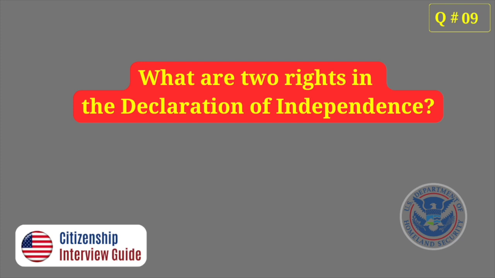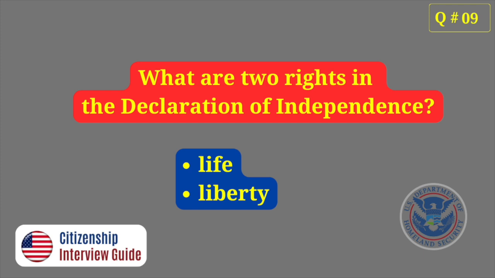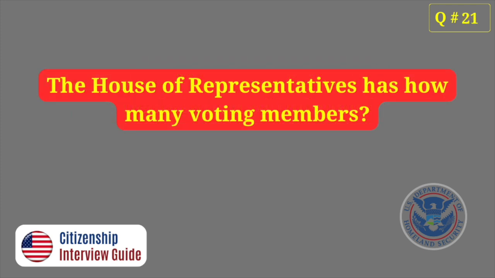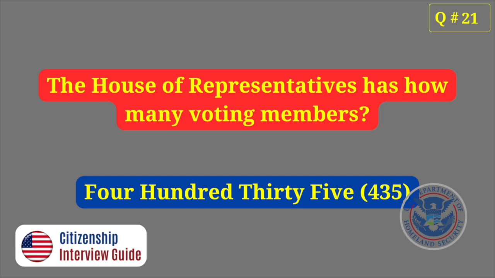What are two rights in the Declaration of Independence? Life, liberty. The House of Representatives has how many voting members? 435.